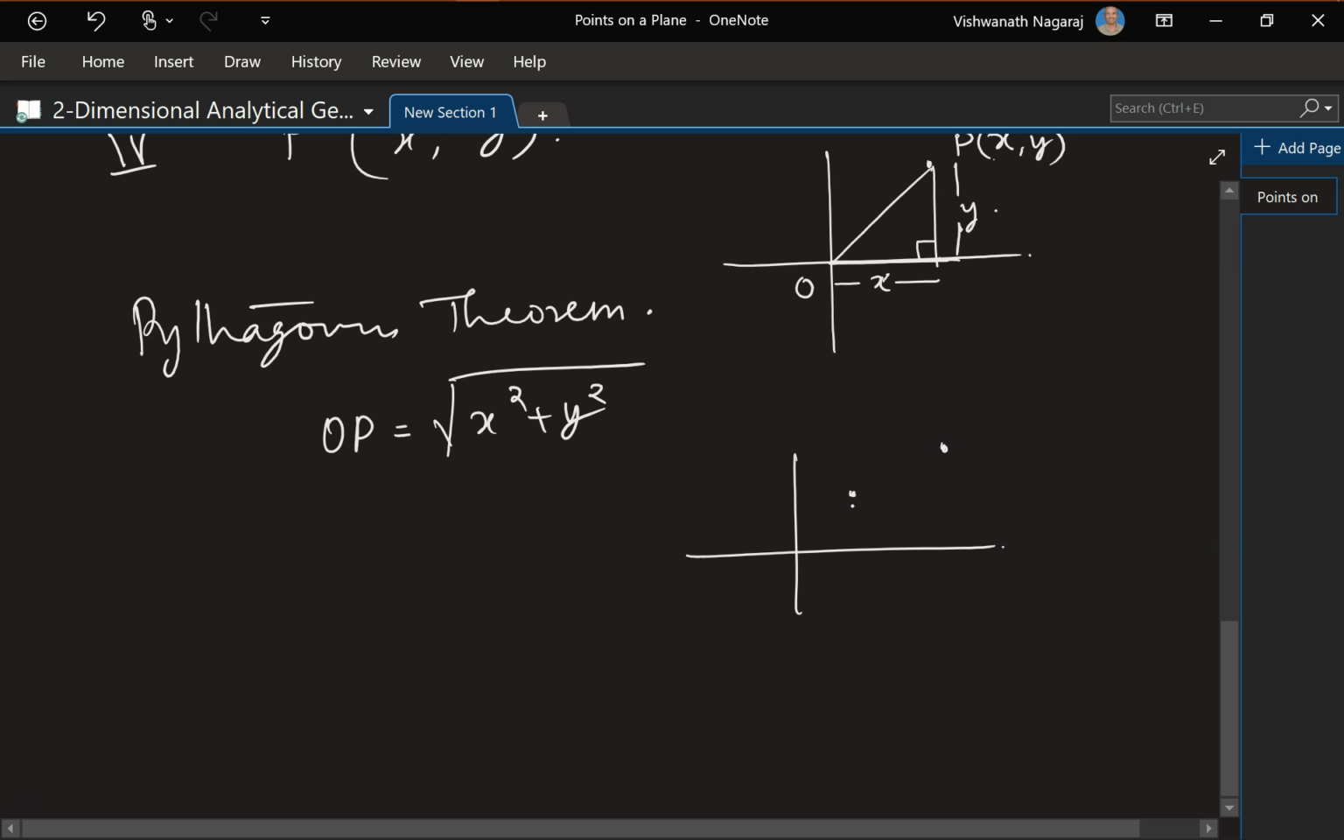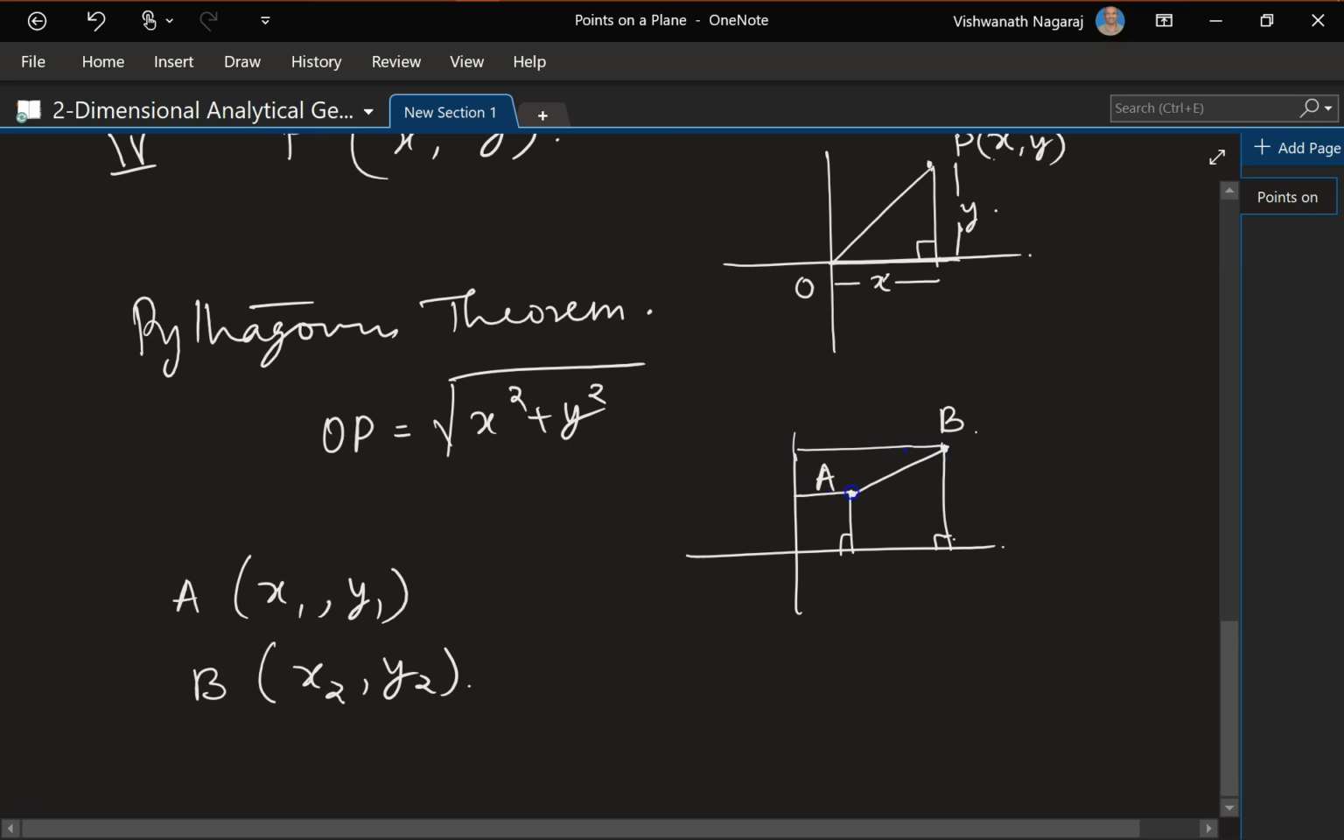Quite straightforward. But suppose we want to know the distance of a point from another point which is not on the origin. We want to know this distance. So now that we have 2 points, let's say A and B. A is x1, y1, and B is x2, y2. We drop a perpendicular here, and similarly we drop perpendiculars here and here.